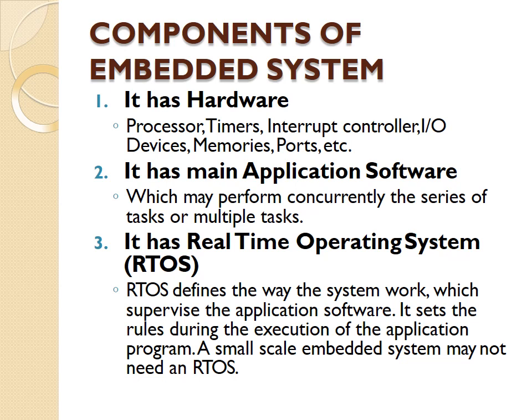So what are the components of an embedded system? Generally, real-time examples means our embedded system: a washing machine, a car, or satellite communication. In the sense it has all the hardware components and the software components. So in this slide, I am explaining the hardware components, the main application software, and the real-time operating systems. Hardware, in the sense it has processors, timers, interrupt controllers, I/O devices, memory, ports, protocols. Then next, it has main application software which may perform concurrently a series of tasks or multitasks.